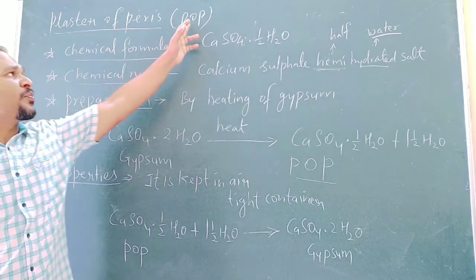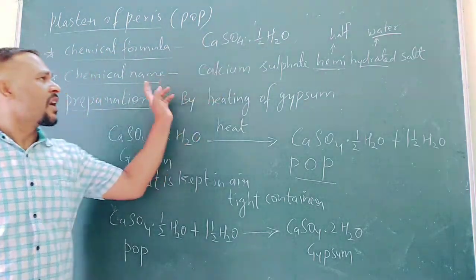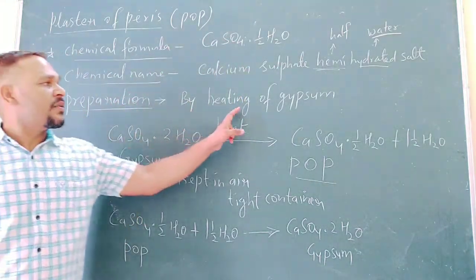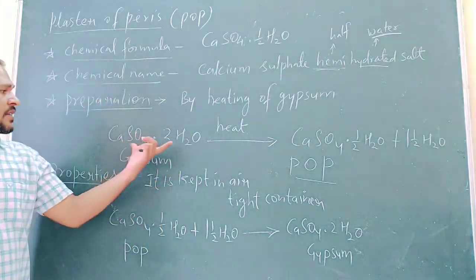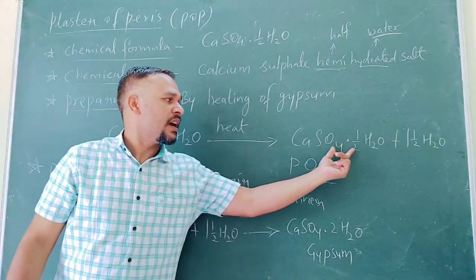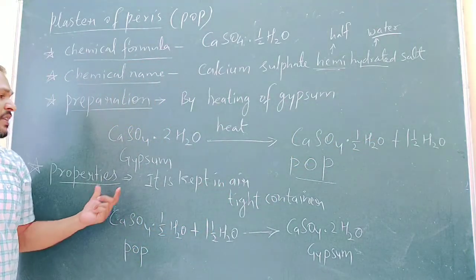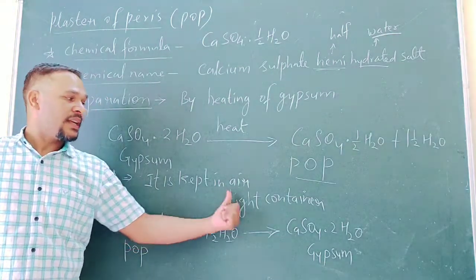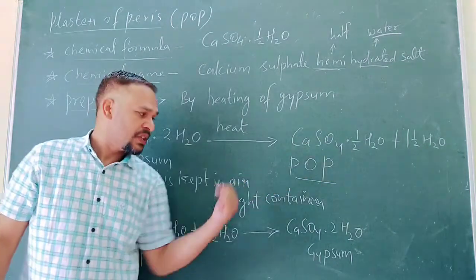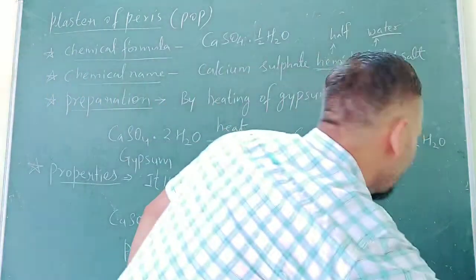Now you can recap. Plaster of Paris, in short POP. Chemical formula: calcium sulfate dot half H2O. Chemical name: calcium sulfate hemihydrated salt. It is prepared by heating of gypsum, calcium sulfate dot 2H2O. When heated, it gives POP, calcium sulfate half H2O plus 1.5 H2O. It is kept in an airtight container because once exposed to moist air, it regains the water molecules and converts into hard gypsum.